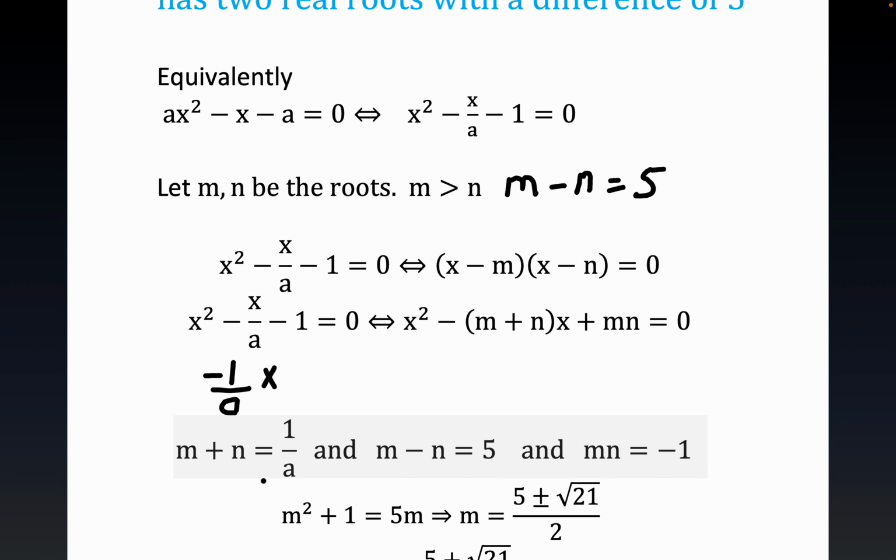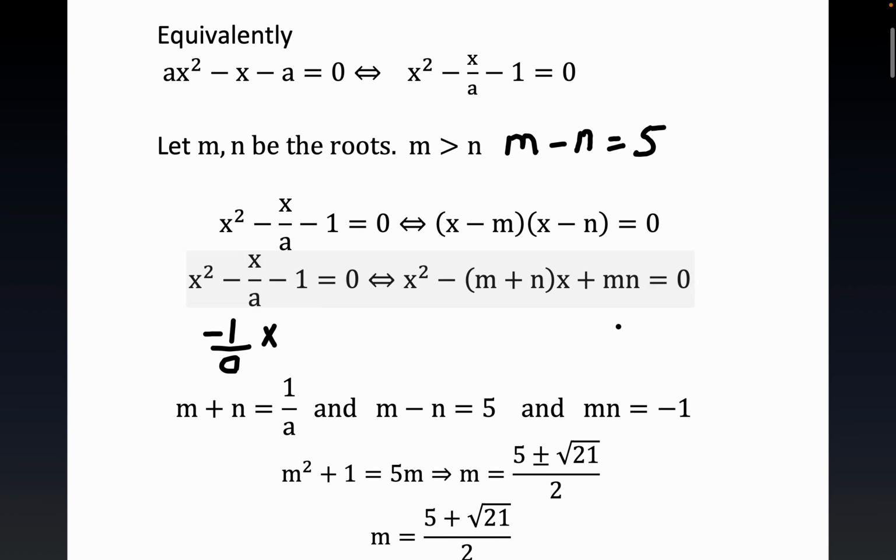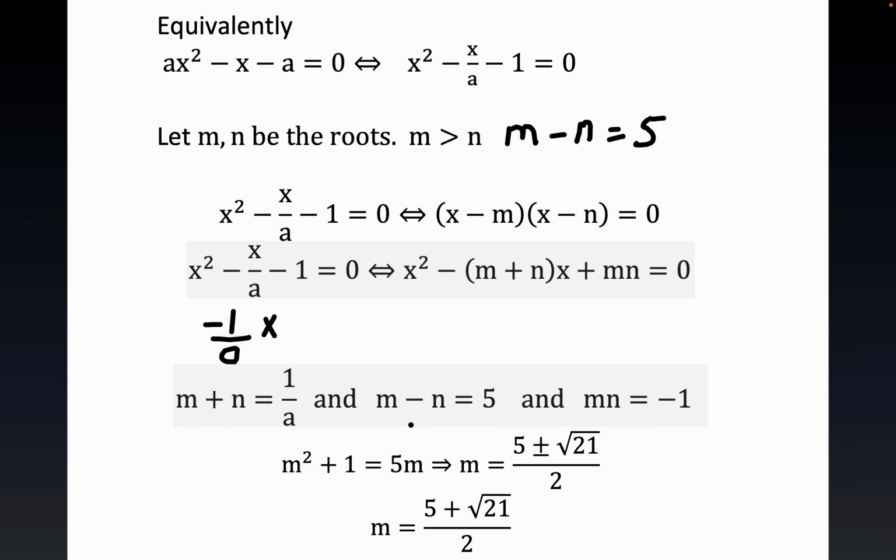Now also, since these two minus signs cancel, the mn is left as the constant term, which is the product of the roots. Okay, so we get these three equations and three unknowns. Oh, and I lied to you. This was actually the hardest step for me to see, because where did this come from?